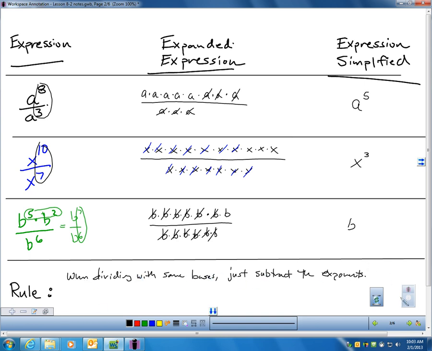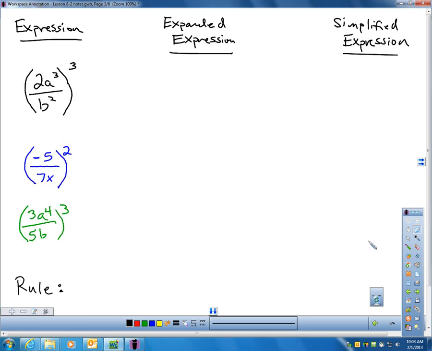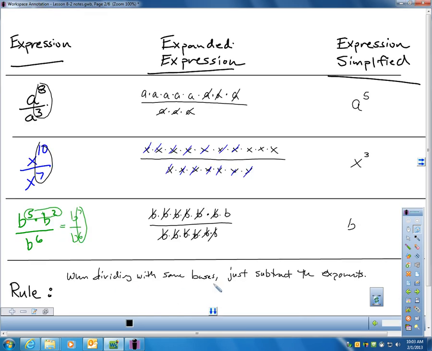Okay? Let's go on to the second rule we need to learn today. The second rule is called the power of a quotient. And by the way, I should add that on here. This first rule is called the quotient of powers property. That would be good to remember for your notes. I probably will ask tomorrow, what are the names of the two properties on your audit? Okay, so the first property is the quotient of powers property.